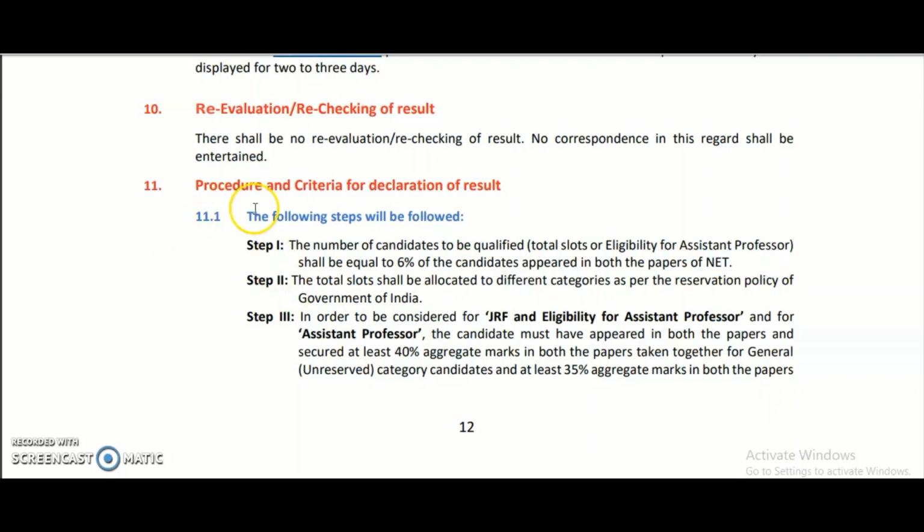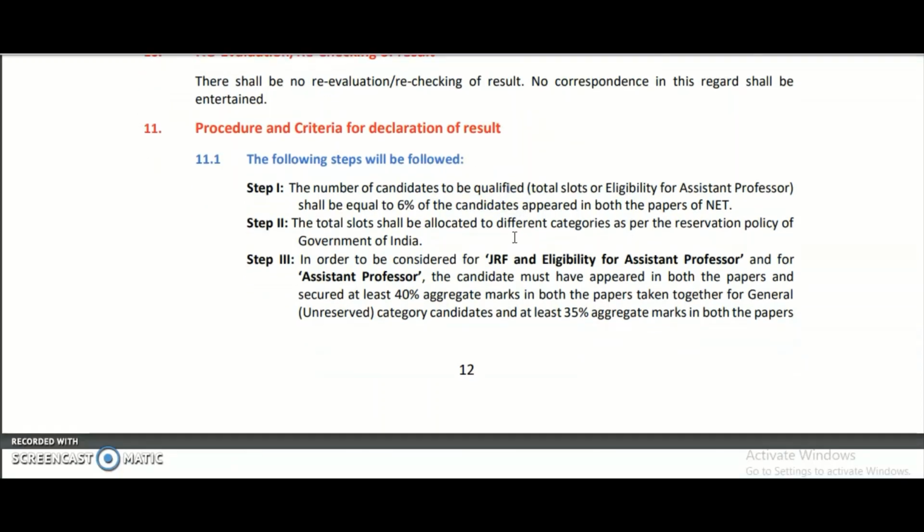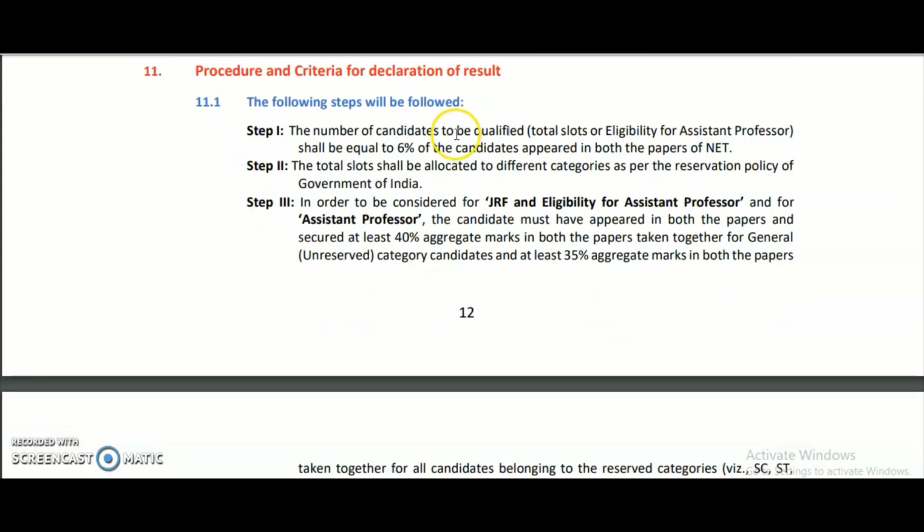In the information bulletin, the 11th point gives the procedure and criteria for declaration of a result. Here I am providing these steps, and I am going to give you an example also. Step one: the number of candidates to be qualified shall be equal to 6% of the candidates appeared in both the papers of the National Eligibility Test. That means only the top 6% are going to be qualified for the National Eligibility Test.